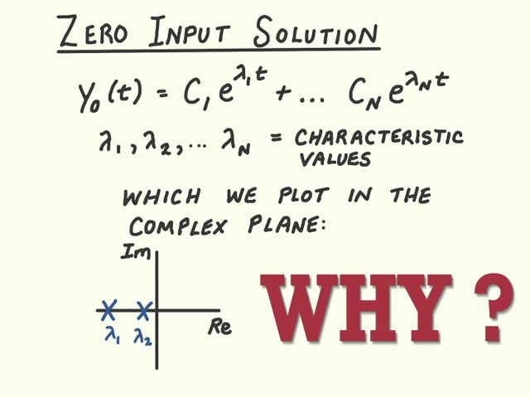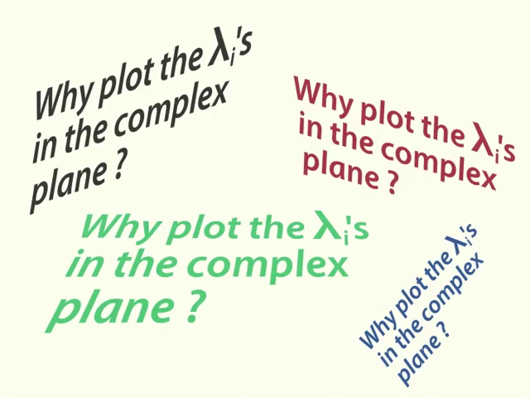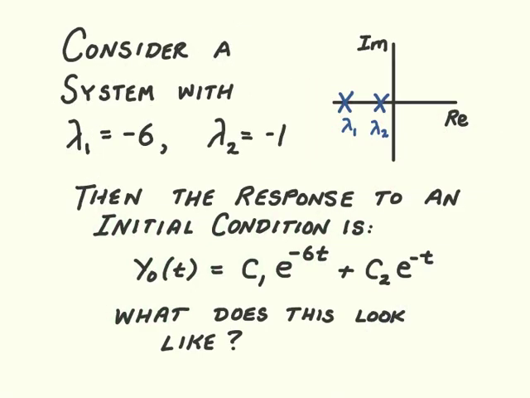We took these characteristic values and we plotted them in the complex plane. But why did we do this? This is the question that I'll attempt to answer in this lecture. To illustrate why the location of characteristic values in the complex plane is important, let's consider a system.